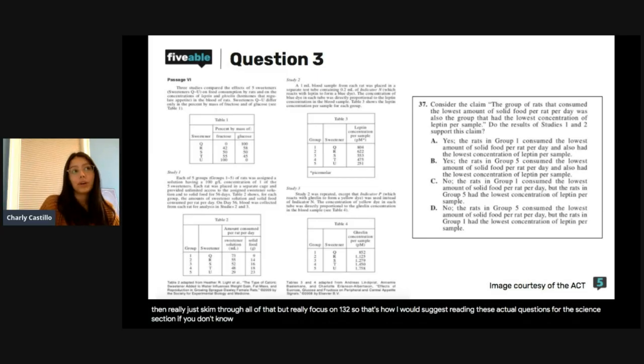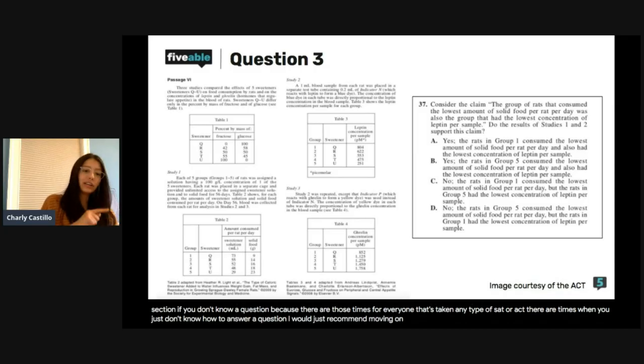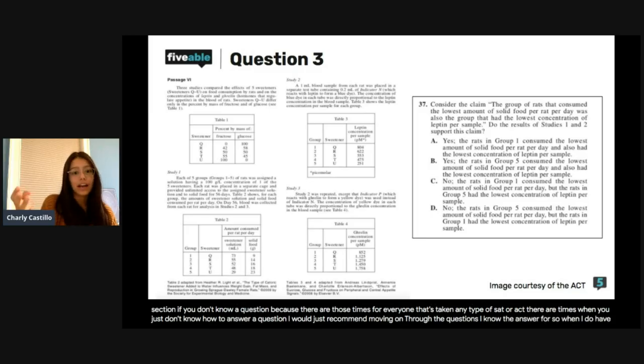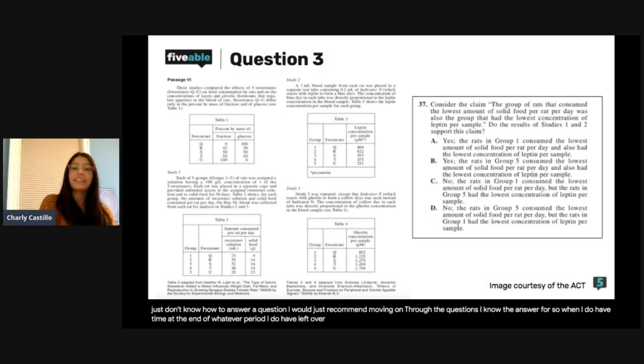If you don't know a question, because there are those times for everyone that's taken any type of SAT or ACT, there are times when you just don't know how to answer a question. I would just recommend moving on. I usually like to cross out through the questions I know the answer for. So when I do have time at the end of whatever period I do have left over to check my answers, I can just find the one question that isn't crossed out. So that is how I'd recommend tackling those questions.